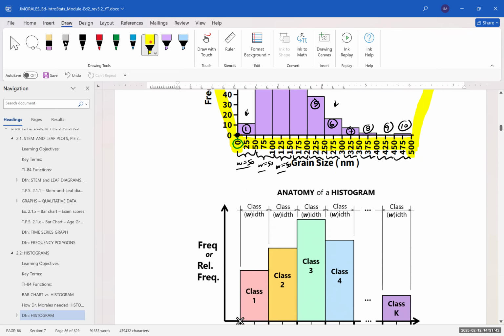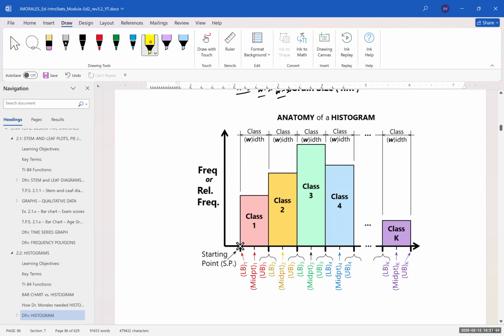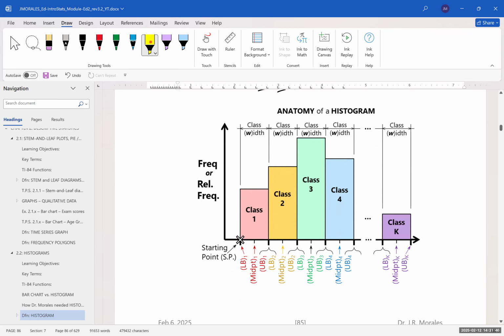So let's break down the anatomy of a histogram. This goes with all the things I've just talked about. Each of these bars, we call those classes. Some software packages call these bins, and a bin is a good word. It brings to mind an analogy that is actually helpful, but we'll get into that in a minute. Each class has a width, which we call the class width, and notice that the class width is always the same.